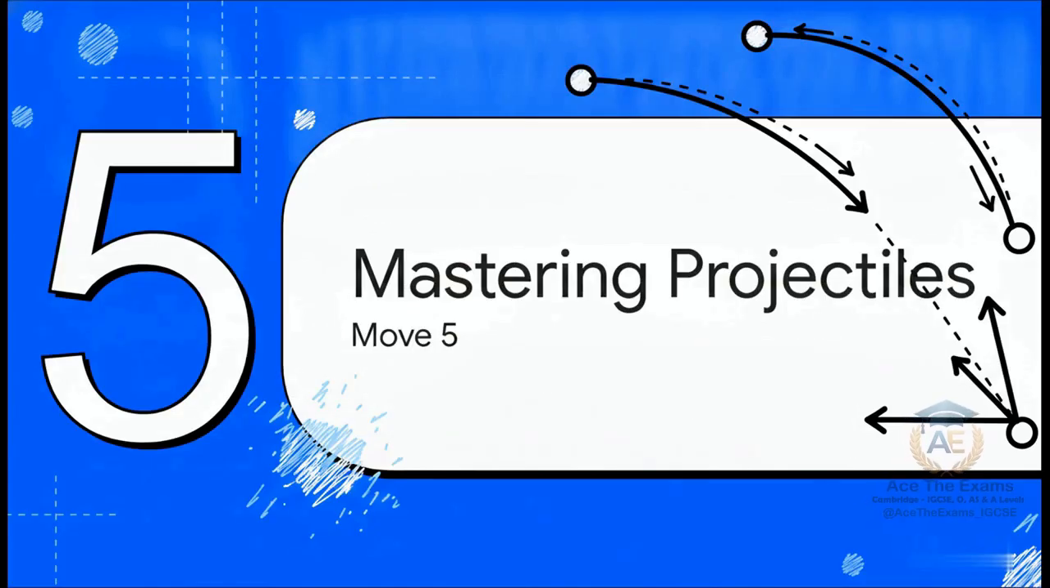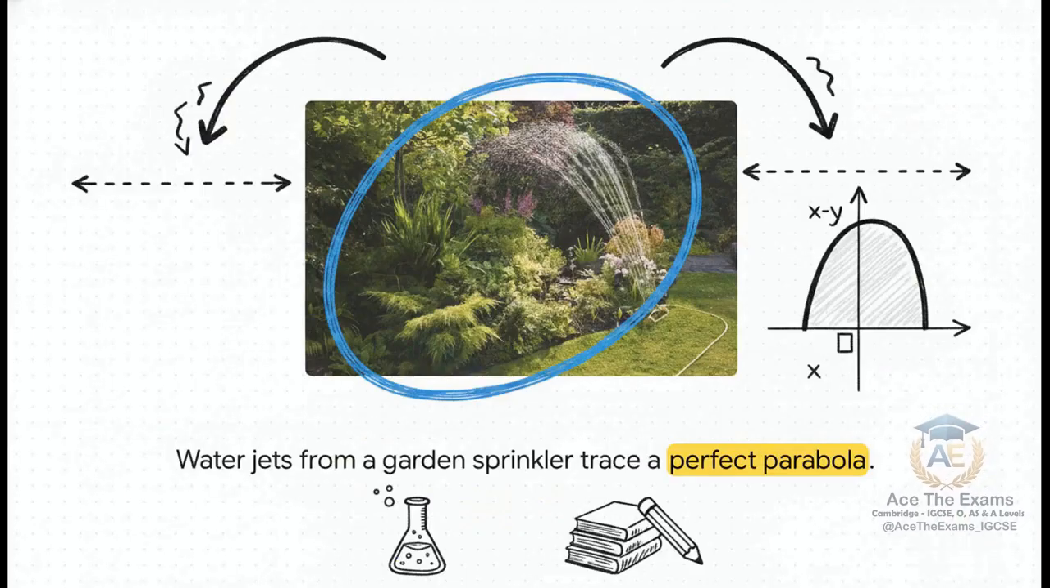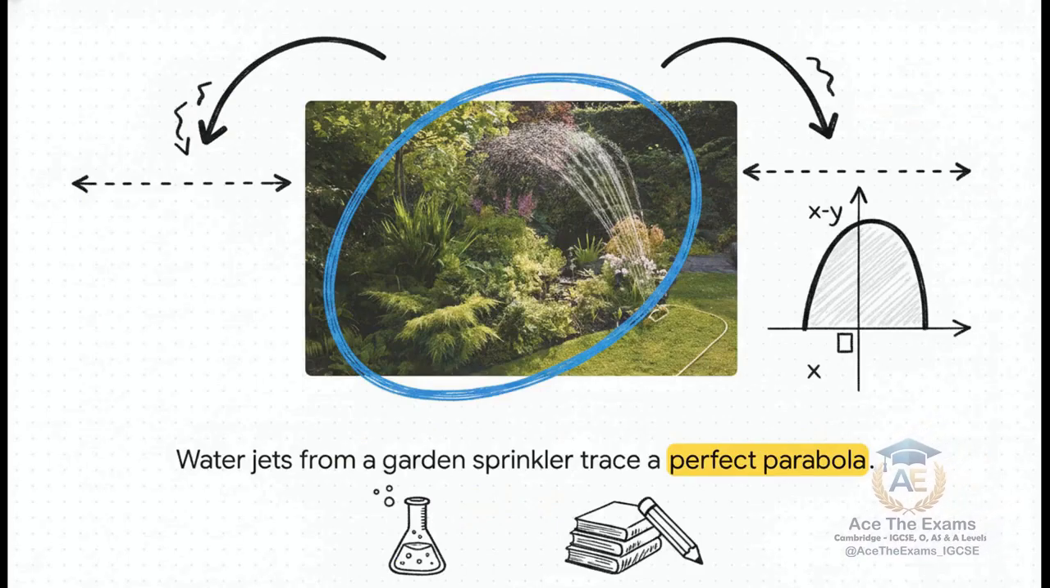Finally, move 5, mastering 2D projectiles. The end game. Projectiles can seem terrifying, but they don't have to be. Look at the water jets from this garden sprinkler. They trace a beautifully perfect curve in the air known as a parabola.